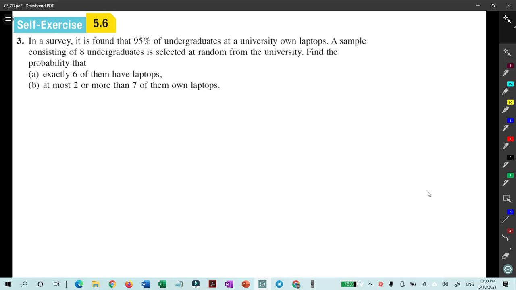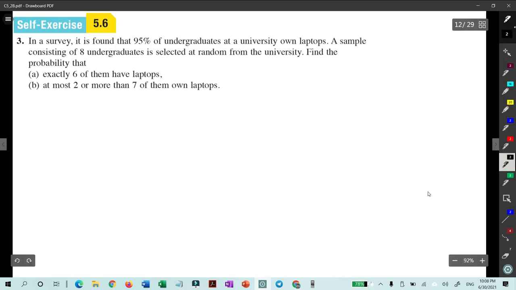Let's look at self-practice 5.6, question number 3. In a survey, it is found that 95% of undergraduates at a university own laptops. A sample consisting of 8 undergraduates is selected at random from the university. Find the probability that A, exactly 6 of them have laptops.